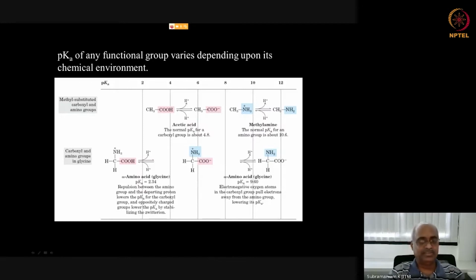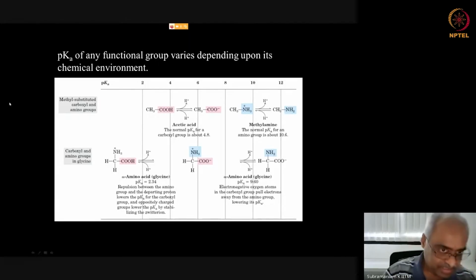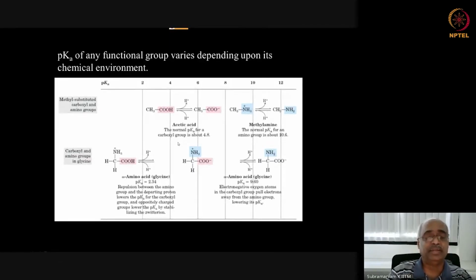So now a small discussion on the consequences of the presence of two charged groups on the same molecule. I actually mentioned this earlier and asked you to do it as homework. I'm not sure whether you have figured it out or not, but the answer is here in this slide. The carboxyl group as part of acetic acid has a pKa value of 4.8. And if you look at the pKa for the same carboxyl group in the context of glycine, you have a much lower pKa value.